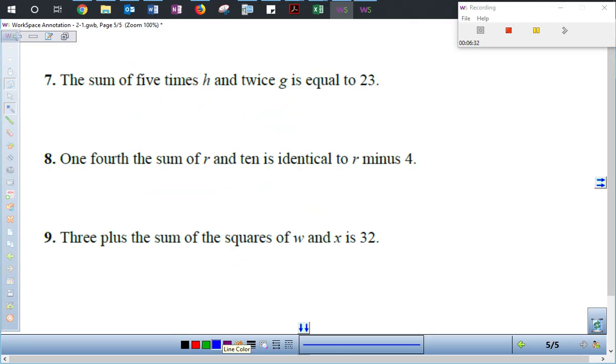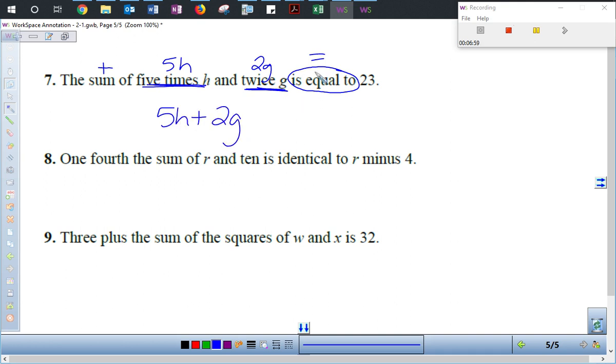Number 7, the sum of 5 times H and twice G is equal to 23. So I've got my equal sign right there, and I'm going to have the sum, so I'm going to be adding 5 times H and twice G. Now remember, twice G is like saying 2 times G. So I want to add those two together, so 5H plus 2G, and that's going to equal 23.